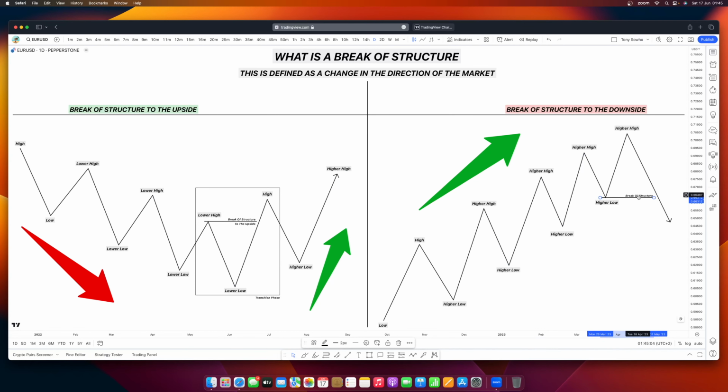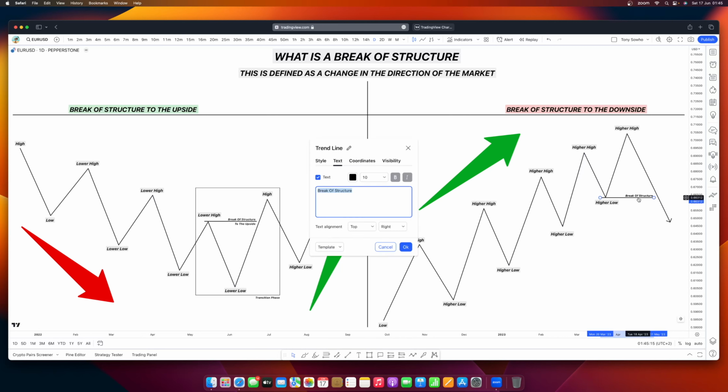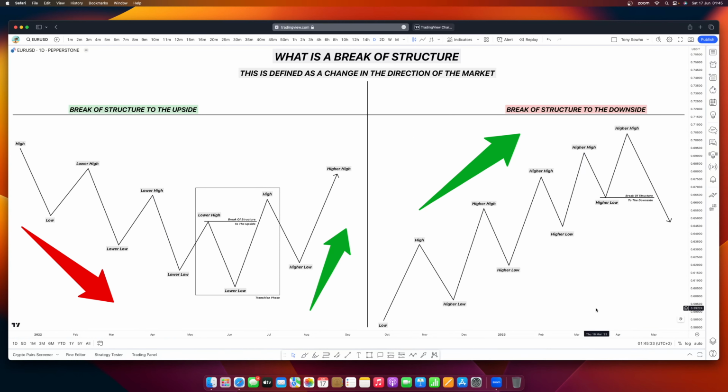And just like I did for that one, let's just clone it. Then we can put a break of structure to the downside, and we can just have this at the bottom. Good, exactly. So now this is a break of structure to the downside.